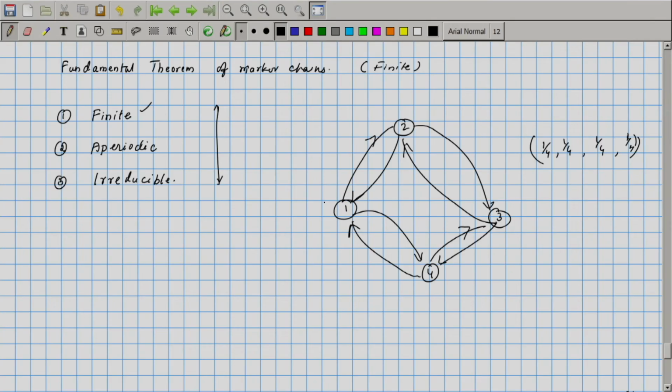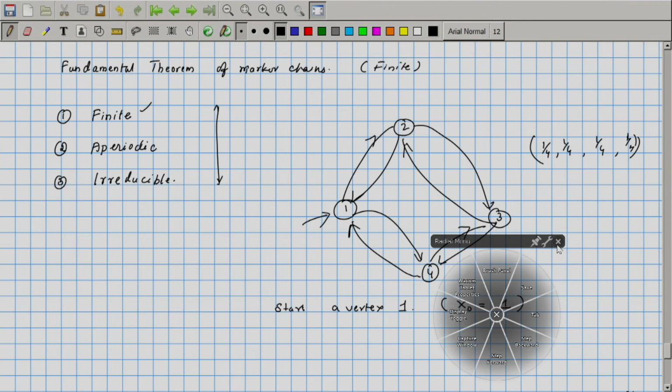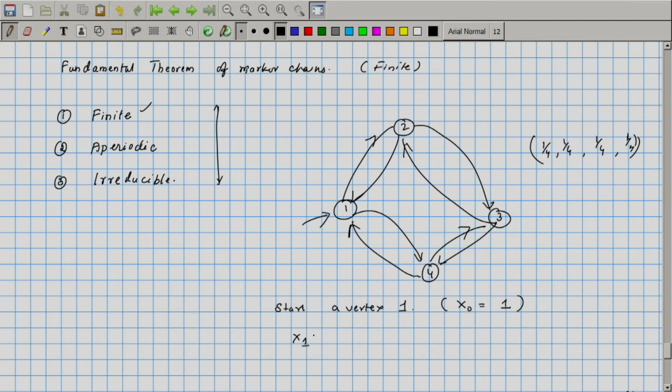For example, let me say that I start at vertex 1 with probability 1. So this means the random variable x0 is equal to 1. Now, the random variable x1 can take values, so the value of the random variable x1 of omega can be only 2 or 4. So, this must belong to the set {2, 4}. It can go only to 2 and 4.